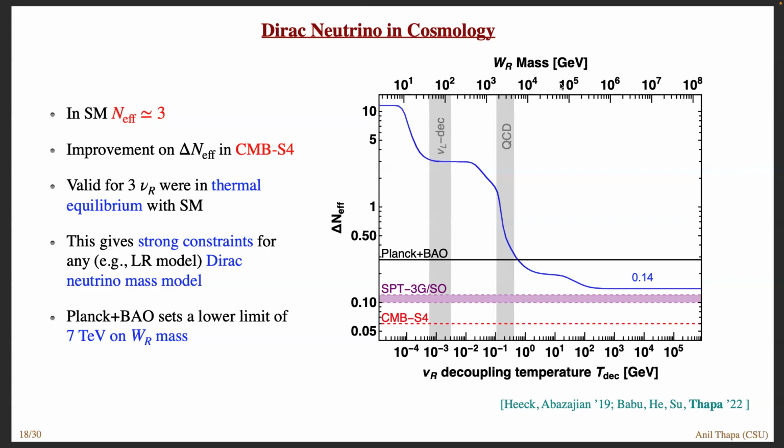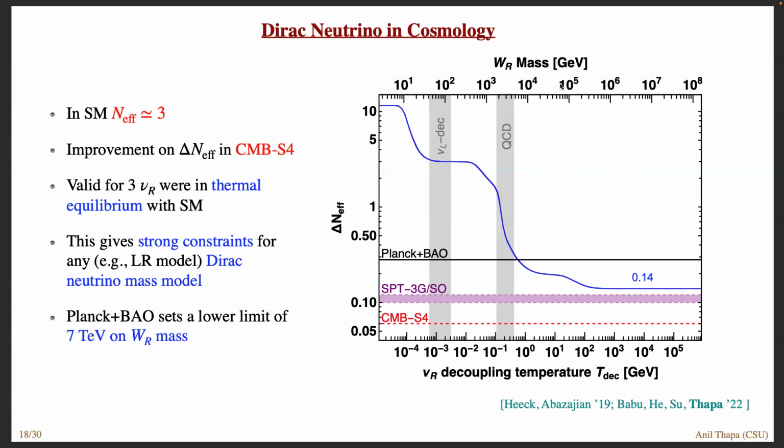So this gives a strong constraint on this kind of left-right model, or any Dirac neutrino mass model of this type. This is the prediction, of course. You can see this is the decoupling temperature of the right-handed neutrino, and this is delta N effective. No matter where you decouple the right-handed neutrino, whether at the weak scale or all the way to the cut scale, you can still predict delta N effective to be 0.14. This basically tells you whether the 3 right-handed neutrinos are in thermal equilibrium with the standard plasma in the universe. That's all it will tell you.